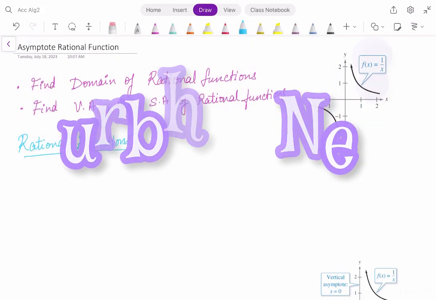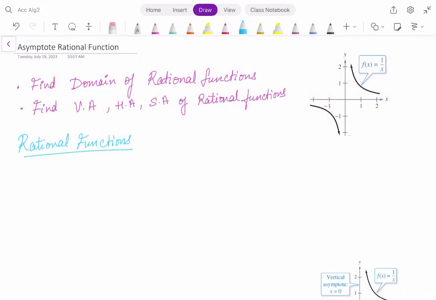Welcome back. Today we will be talking about the asymptotes of rational functions: how to find the domain of the rational function, vertical asymptote, horizontal asymptote, and slant asymptote as well.